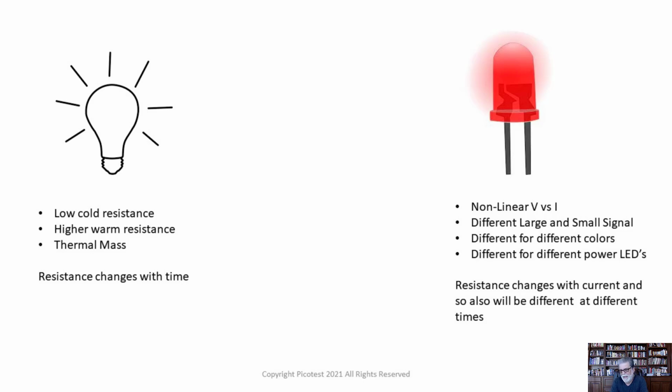In the case of the LED, it's a very nonlinear function of V versus I, and there's different large and small signal impedances, and the impedances will be different for different colors. They'll also be different for different powered LEDs. For those of you that are interested, I did do an article a year or so ago in All About Circuits about LEDs, and I'll show you that link in the next slide. But in any case, this resistance isn't going to be constant, and it's also not going to be linear.